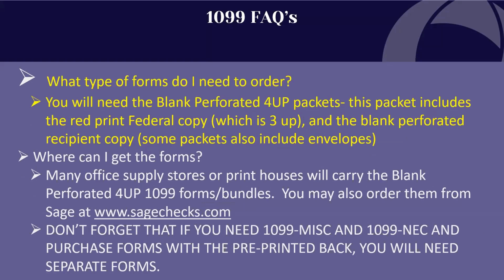So what type of forms do you need? If you are going to print them, you need the blank perforated packets that do 4 up. The red print federal copy is not required anymore, but the red 1096 is. And then some of the packets include envelopes. You can get those forms at any of your office supply stores. If you've got a printer that you deal with, you can get them from them. But if you go to sagechecks.com, you can feel a little more confident that you're getting the right form in the right format.